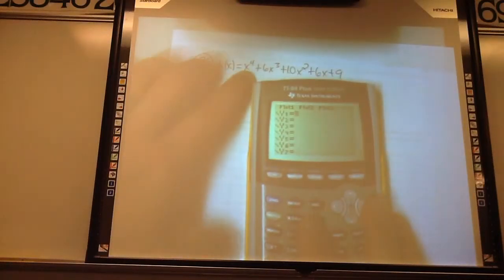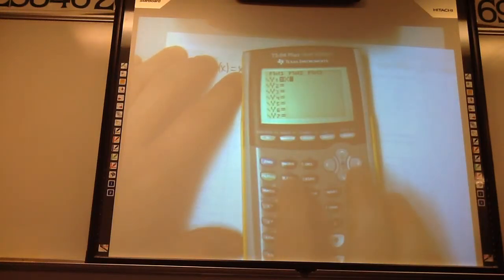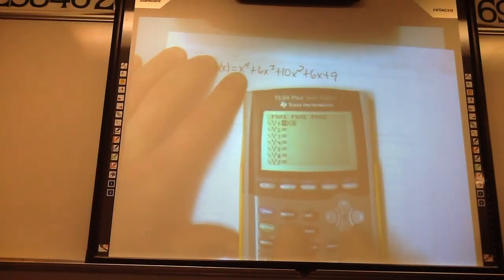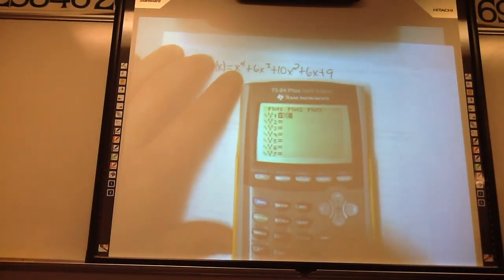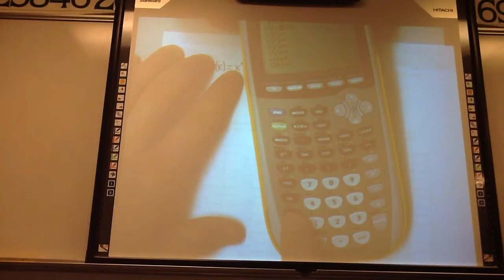So to graph this, you just type in what it says. We're going to go x to the fourth. Where's the X even at? X is right here, next to the green button. It says X, T, theta, n. Okay, that's your x button. Do not push alpha, X. STO. Do not use that x. That is not the same thing.